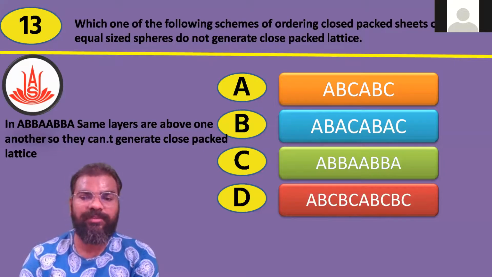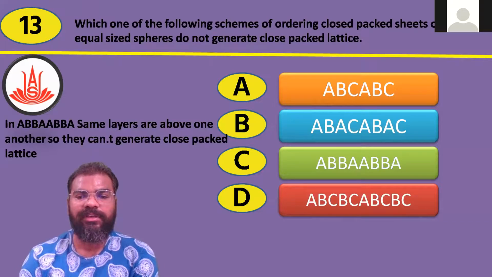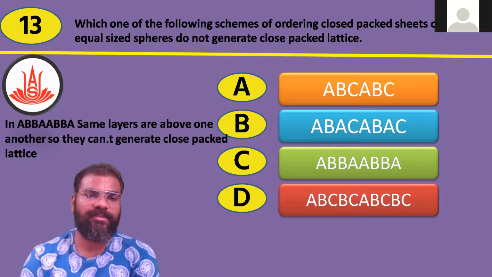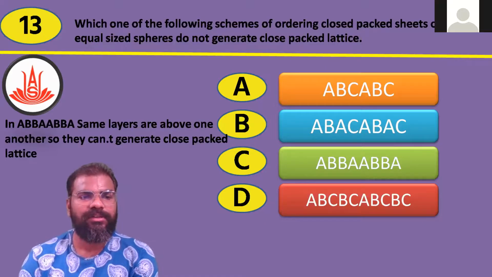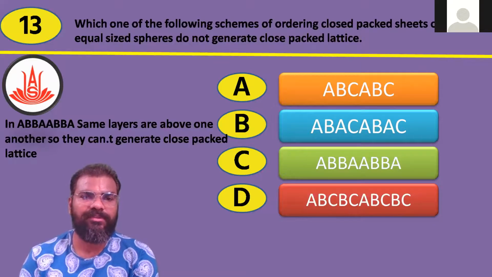ABAC, or ABBA, or ABCBC. So here in the structure ABBA, the same type of layers are above one another, and that cannot be generated in the cubic lattice, in the close packed lattice. So ABBA, option C, is the correct answer.